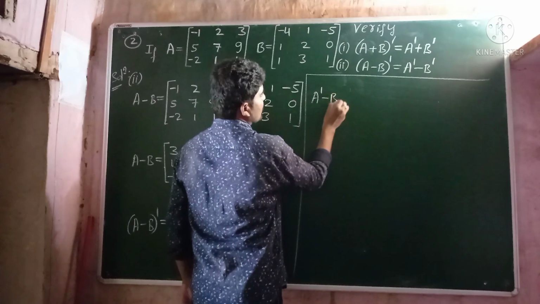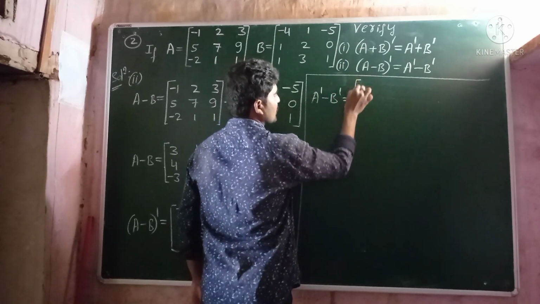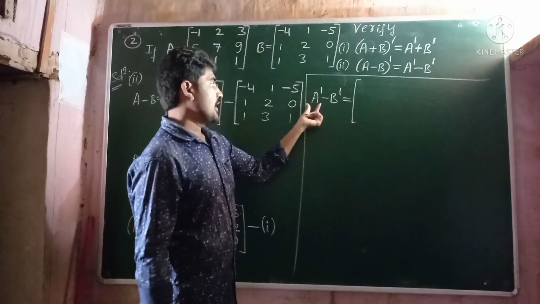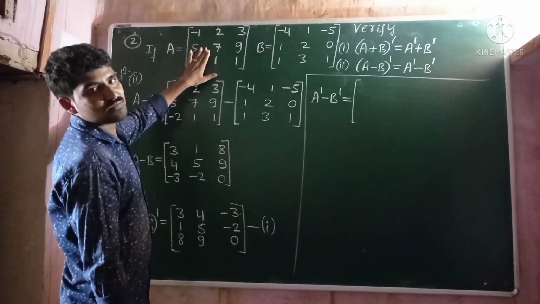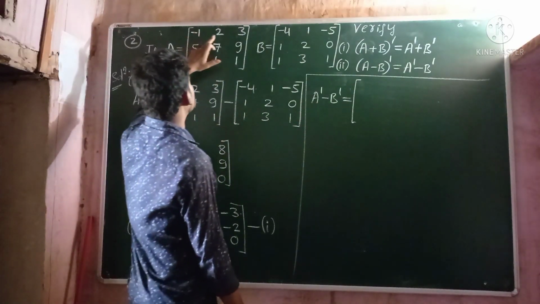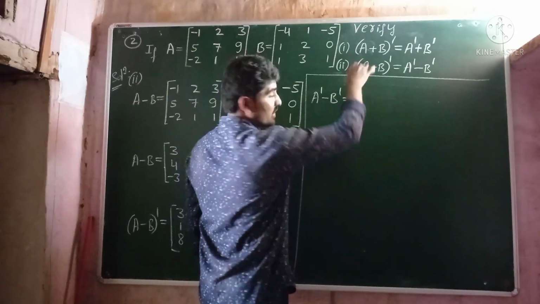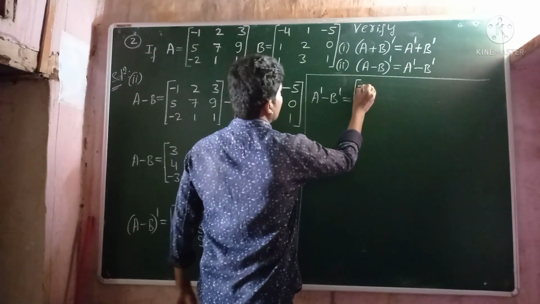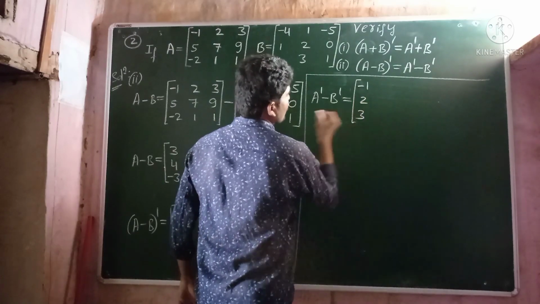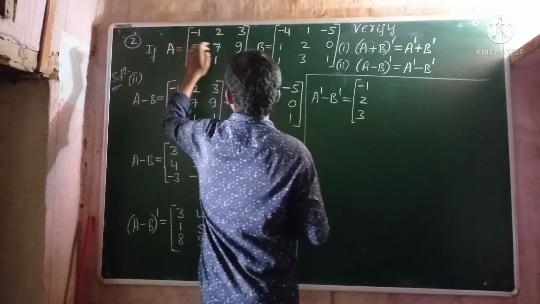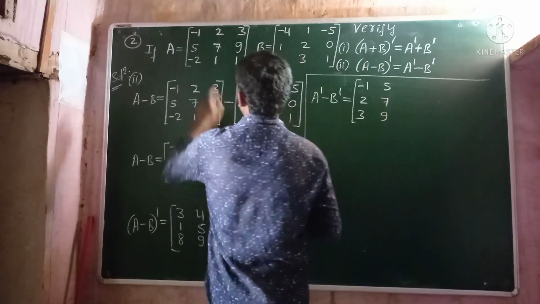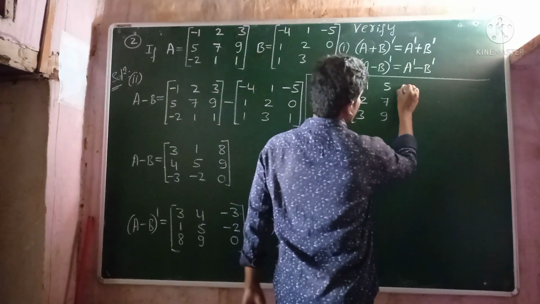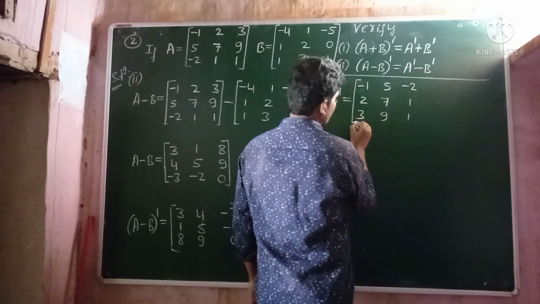A dash minus B dash is equals to, A dash matrix is obtained by interchanging rows and columns of the matrix A. Therefore minus 1, 2, 3 becomes first column of the matrix A dash. Minus 1, 2, 3, 5, 7, 9, minus 2, 1, 1.